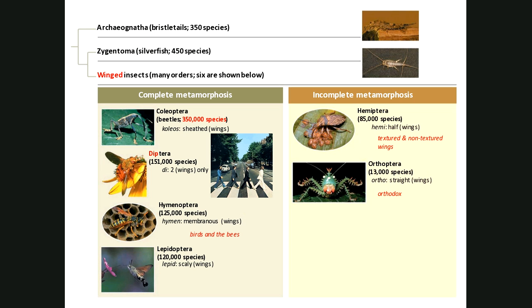Bristletails, 350 species. Oh, the other one, silverfish. 450 species of silverfish in a group all by themselves. Very interesting insect. You see them around a lot. See a lot of them in Oviedo versus other places I've lived. But they're all members of one group. All the silverfish are. Silverfish are an ancient group.